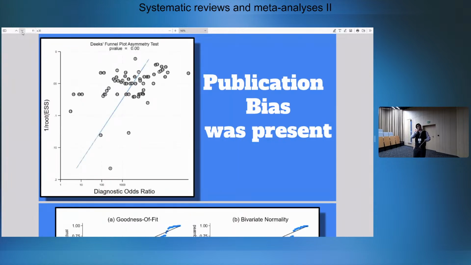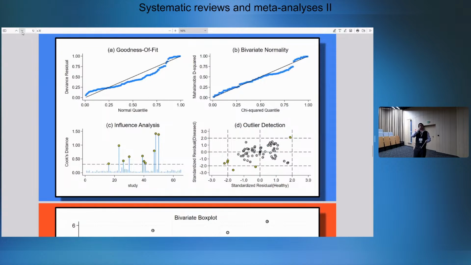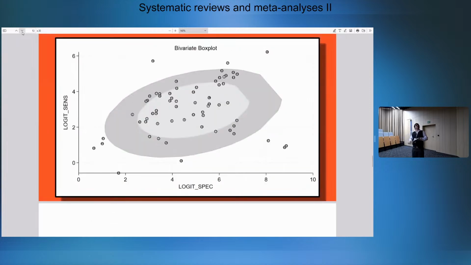Unfortunately, our analysis was found to be with publication bias. We have explored bias among the studies through the Deeks plot, and significant bias was present. We have also explored outliers among the studies, and most outliers were found to be ultrasound images. And here is the box plot to visualize the outliers among our analyses.